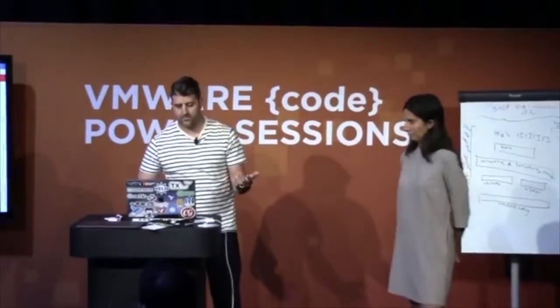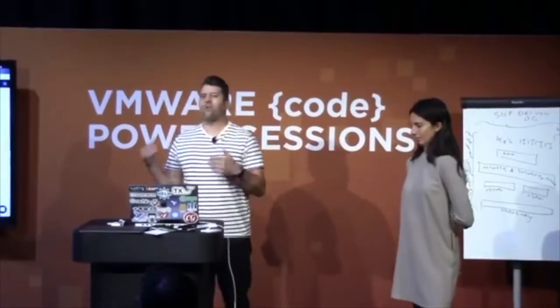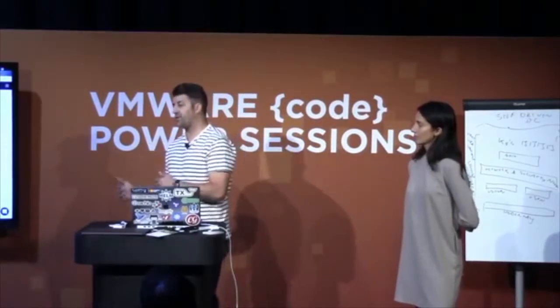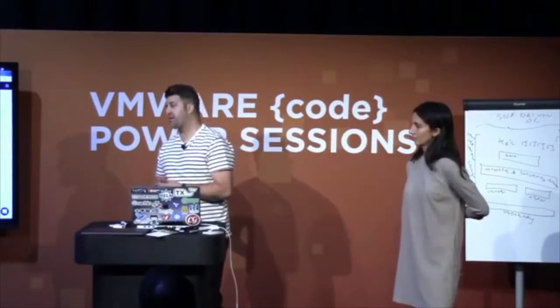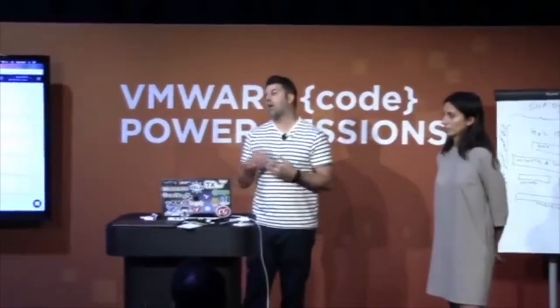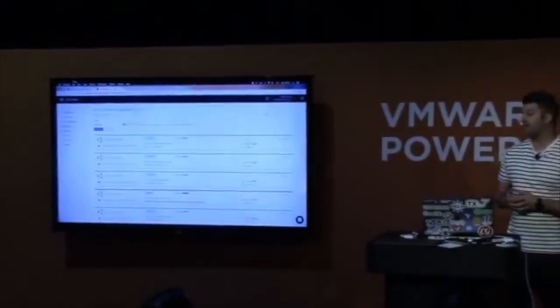Okay. Let me repeat the question. The question was the CodeStream application, or I'll just jump to it for the sake of sanity. What version of CodeStream is this? This is actually the software as a service version of CodeStream. This was announced yesterday. It's a part of the multi-cloud automation stack that we announced yesterday.